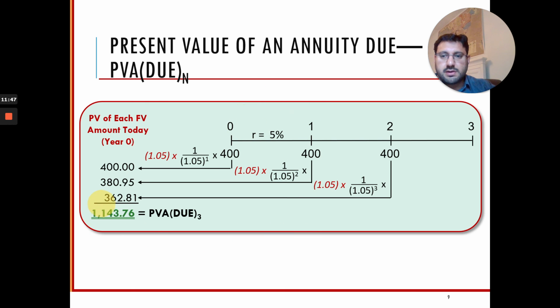So you will receive 362.81. And now if you add all of these present values of these individual cash flows, what is the present value of the annuity due? 1143.76. And you can see that you need to deposit more today compared to the ordinary annuity, which intuitively is right, because you are receiving the first payment upfront this very same day when you will deposit 1143.76. How to do it on the calculator again?